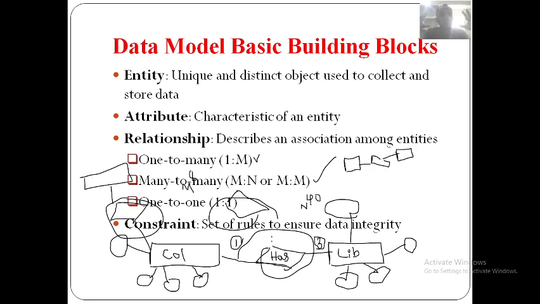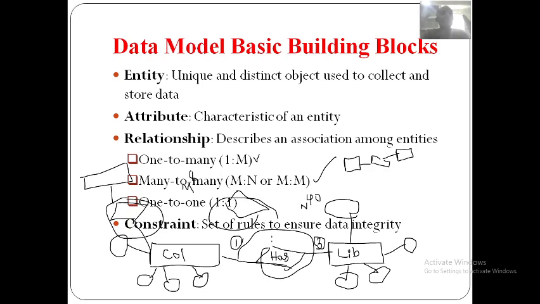If it is one to one, I ask questions to only a particular student, and only one student is replying. This is called a one to one relationship. About relationships, attributes, and entities, we are going to study in detail in the upcoming classes. Got it? What are constraints?